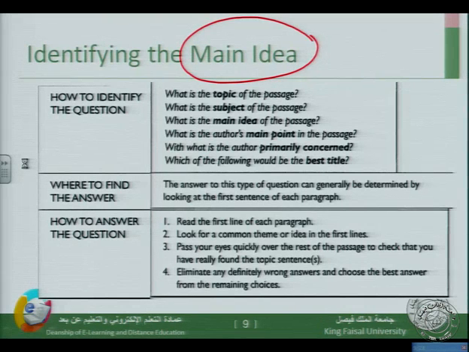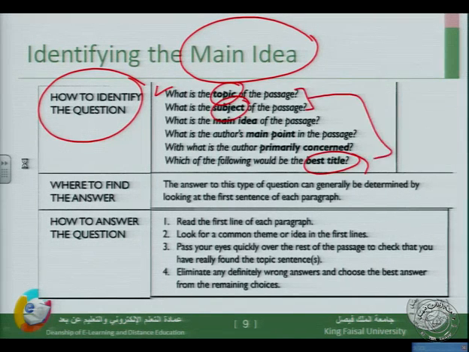Okay, so we have some steps over here. How to identify the question. Well, the question about the main idea might be used in different ways. You may have different forms of questions, like the first question, what is the topic of the passage? What is the main idea of the passage? What is the author's main point in the passage? With what is the author primarily concerned? Which of the following would be the best title for the passage? Well, again, this is for the title. Here it is for the topic, and here's the subject. All of these are related.